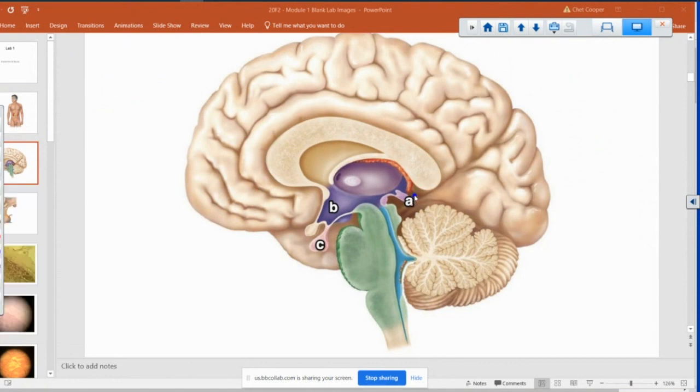This little one back here, it is at the back. That's the back. This was the cerebellum. That's the occipital lobe. So cerebellum, occipital lobe. I'm not going to ask you on the test.